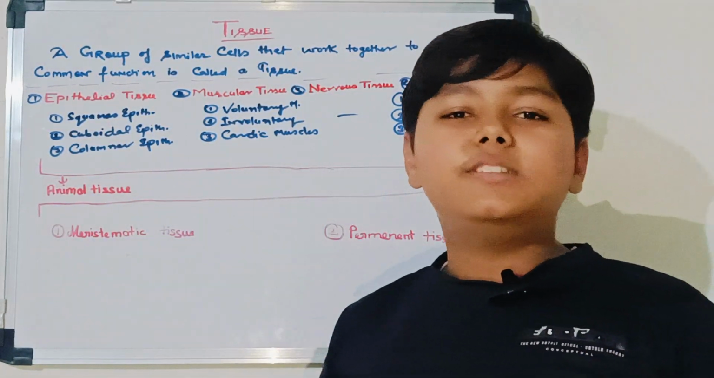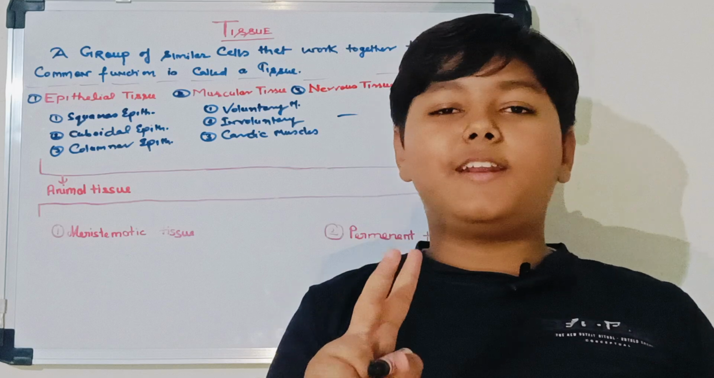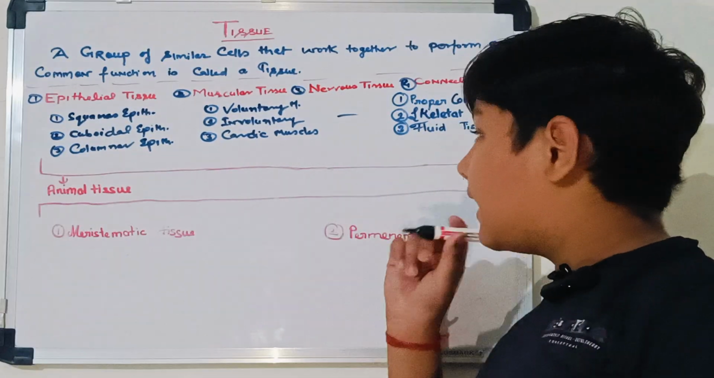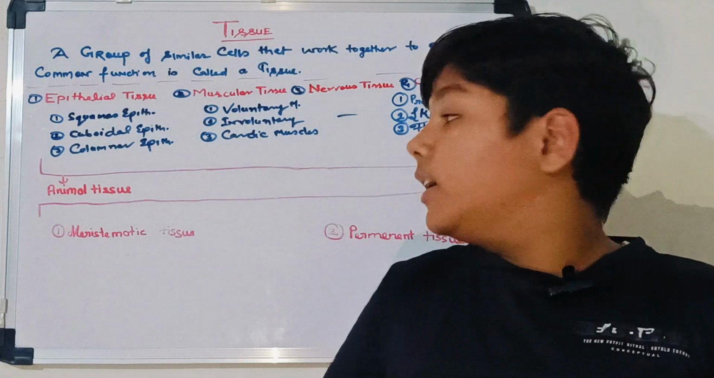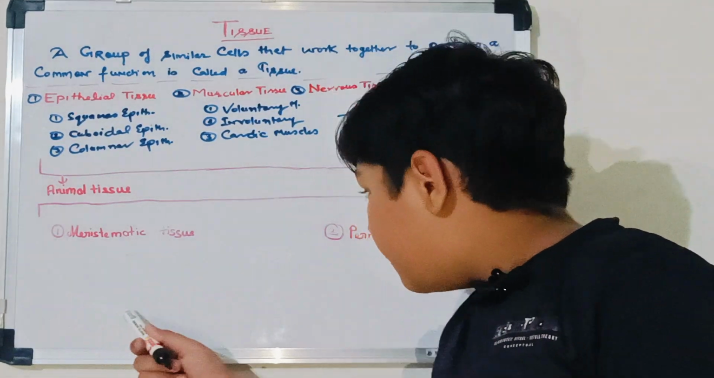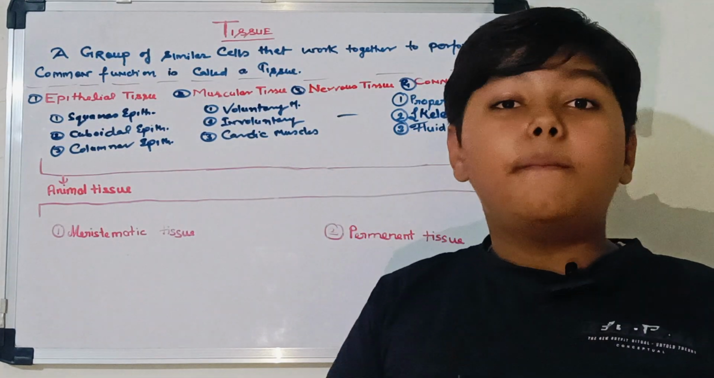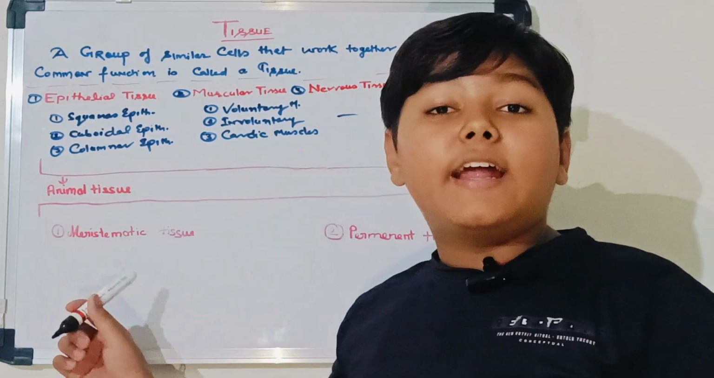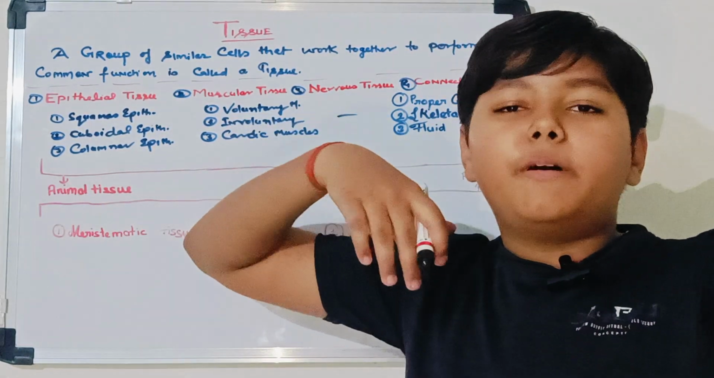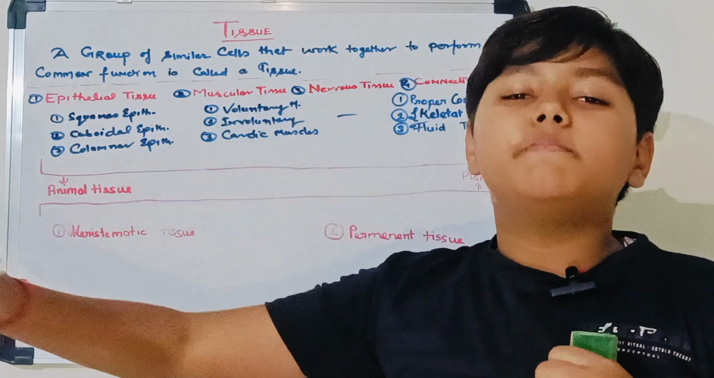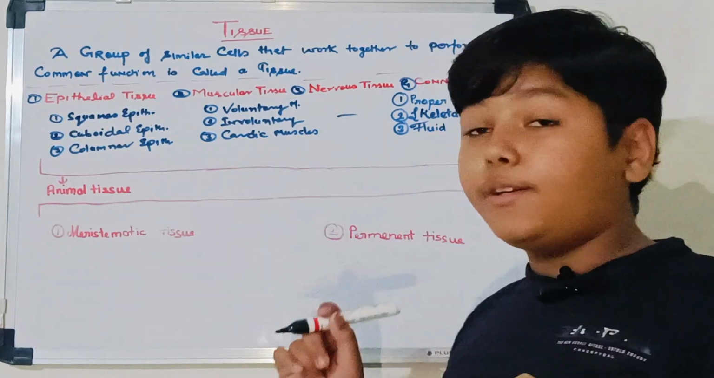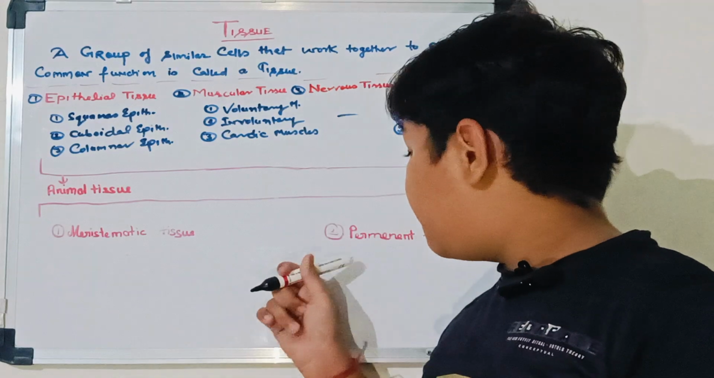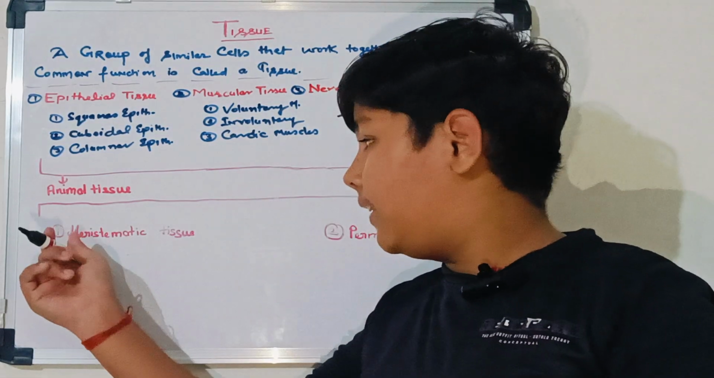So let's come to the plant tissue. There are two main kinds of plant tissue. First is the meristematic tissue. Second is the permanent tissue. Meristematic tissue gives rise to the permanent tissue. Permanent tissue does not originate from itself. They can divide themselves to form permanent tissue, but they do not have the property to form meristematic tissue. They divide and form permanent, but permanent cannot form the meristematic tissue.